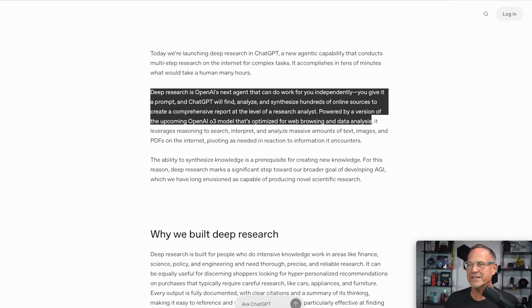It leverages reasoning to search, interpret, and analyze massive amounts of text, images, and PDFs on the internet, pivoting as needed in reaction to information it encounters. So basically, it is a full-fledged agent.